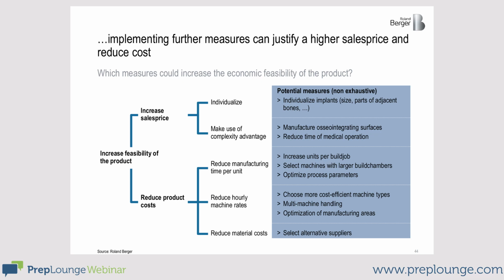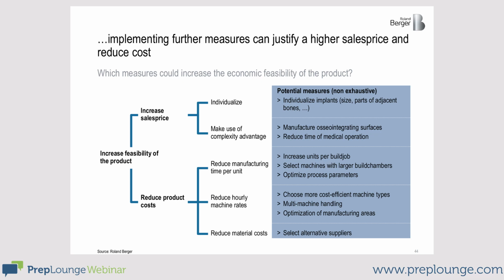Of course, I could also try to reduce my costs. For example, I could reduce the manufacturing time per unit. We just looked at the respective drivers. Moreover, I could reduce the hourly machine rates or the material costs. So that's the first structural approach, and now the question arises.